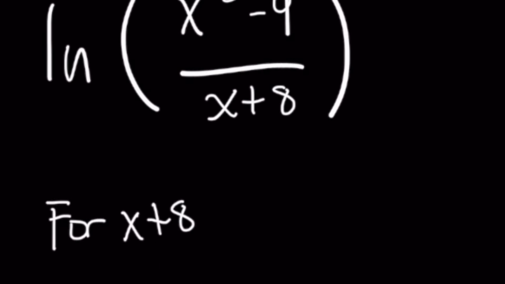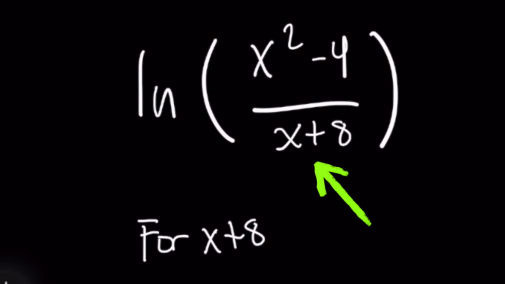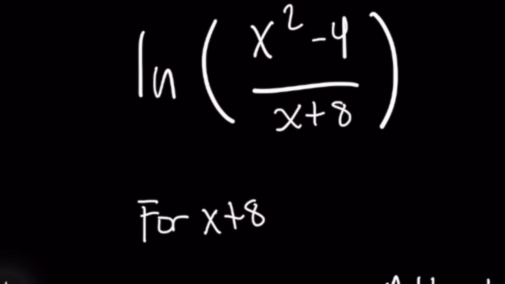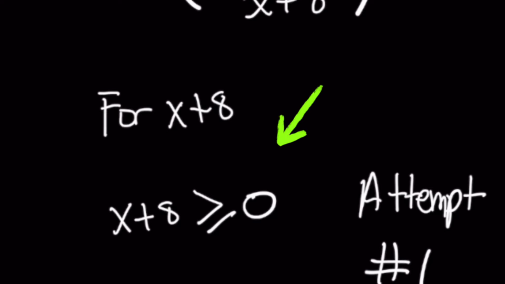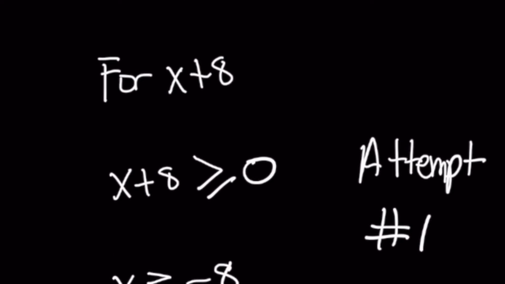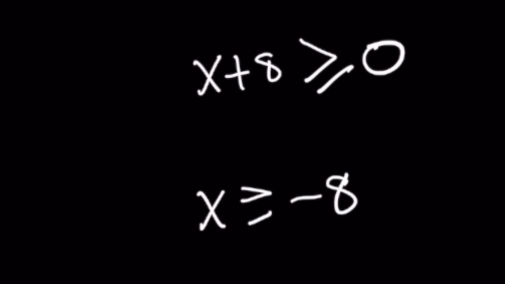Looking at the original problem here, in the denominator, x plus 8 is what we're working with. Now remember that we can't take the natural log of a negative result, so we're going to again set x plus 8 as greater than or equal to 0. So for this attempt, I'm going to subtract 8 from both sides of the inequality, leaving me with x is greater than or equal to negative 8. But again, I made another mistake here, and I need your guys' help. Let me know in the comments below what I did wrong.